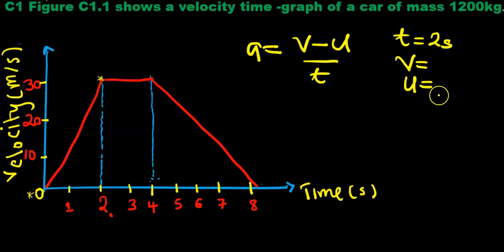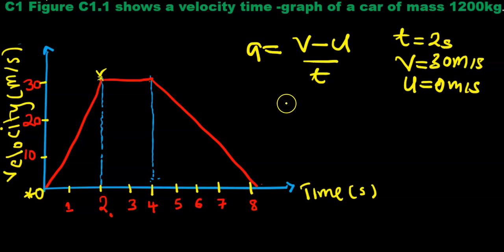Now, this is the car that is starting from rest, starting from here. So this is the resting position, starting from rest. So the initial velocity is 0 meter per second. And the final velocity, it moves all the way up to this point. So that is the final velocity. And therefore, our final velocity is 30 meter per second.